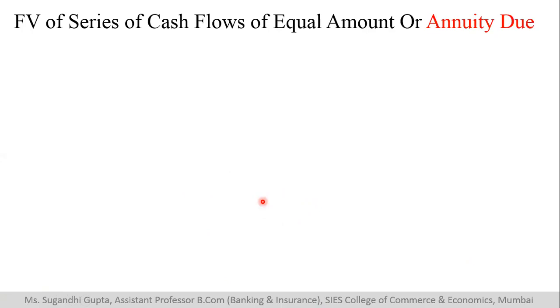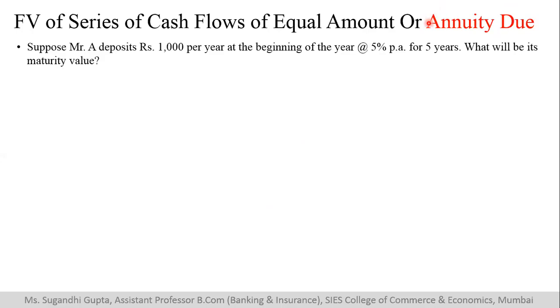Moving towards annuity due. Annuity due is a concept wherein you pay the money at the beginning of the year. So if the question says calculate annuity due, it is understood that the investment that you're making is done at the beginning of the year. It means it starts from today.